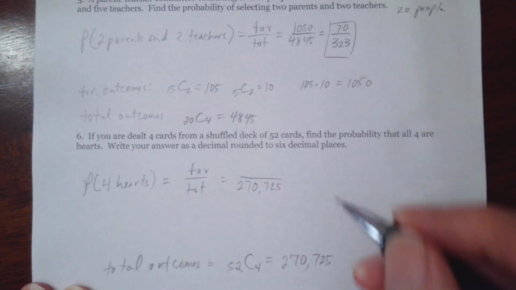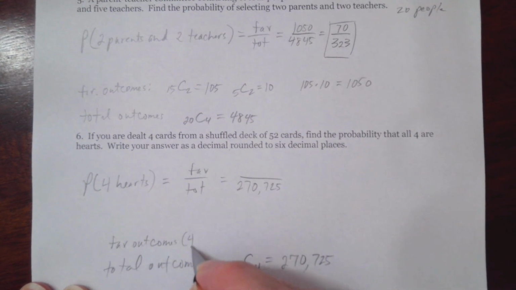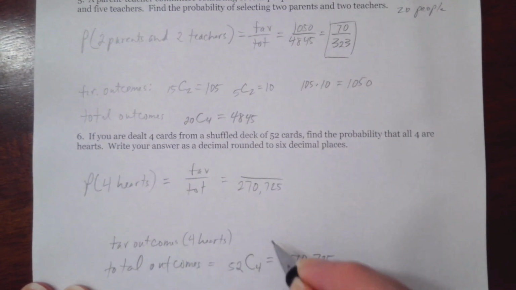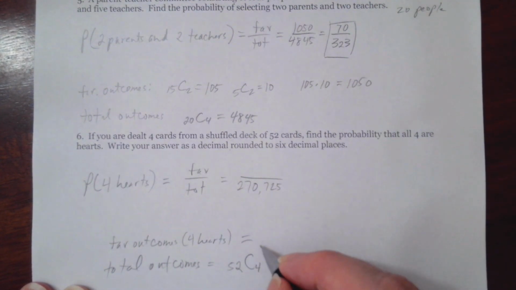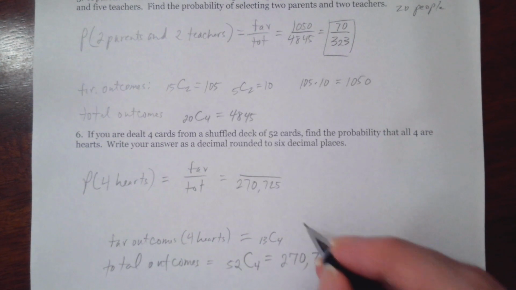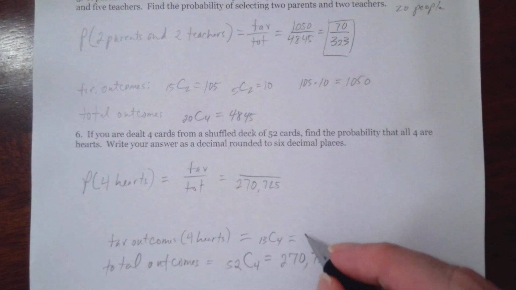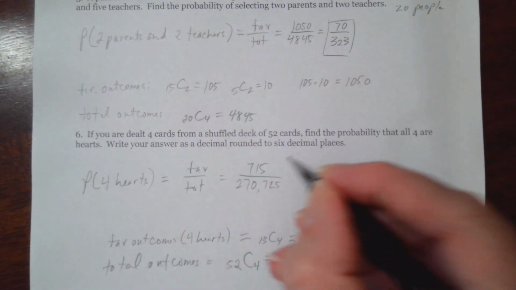And then the number of favorable outcomes, well, that would be choosing 4 cards that are hearts. So let's just say favorable outcomes, where you get 4 hearts. Well, that means we're getting all hearts. Well, how many hearts are there in the deck? Well, there's 13 of each suit. There's 13 hearts, and we're looking to choose 4. How many ways can we choose 4 of those hearts? And you get 715. So that's our numerator.